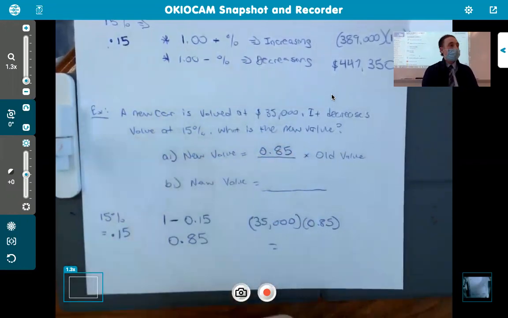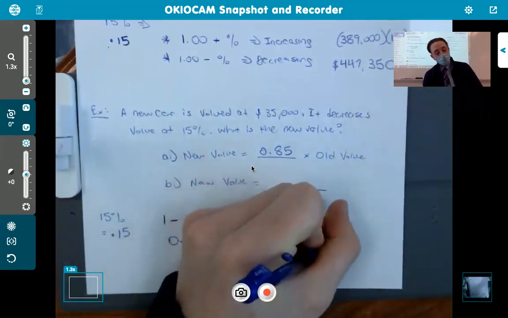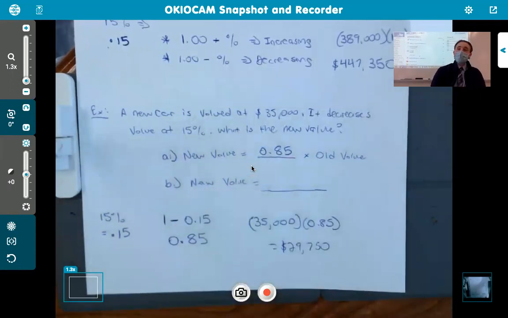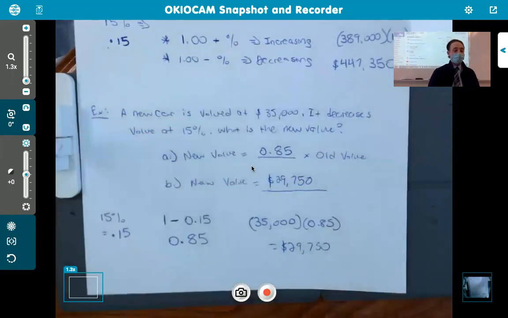Well, somebody using a calculator or some other calculating app or whatever. 29,750. Good. So my new value of this car is $29,750. So it's already decreasing 15%. It's worth much less than it was originally. Okay. Any questions about either of these examples?